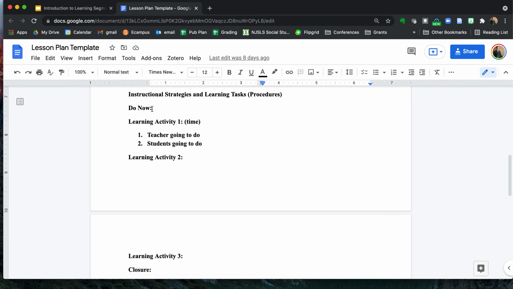Then we get into our instructional strategies. So you're due now, your learning activities. Remember, we want a learning activity, one per objective. That's a good general rule. And in our learning activities, we want to say at least two things. One, what is the teacher going to do? And what are the students going to do?